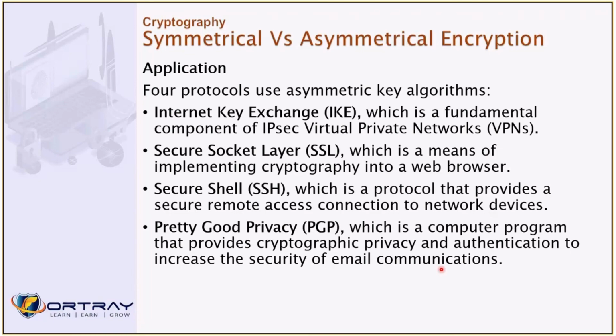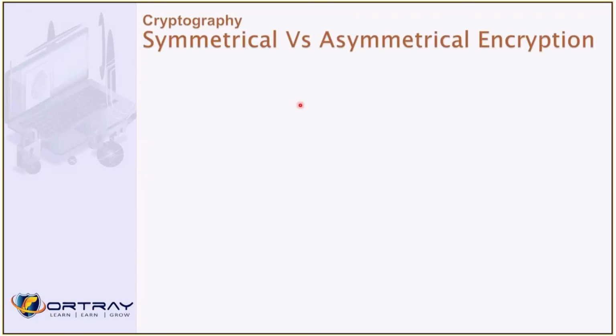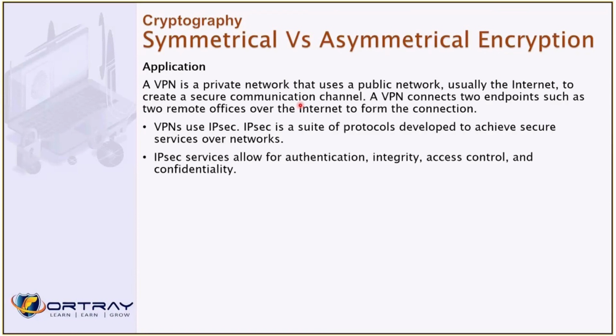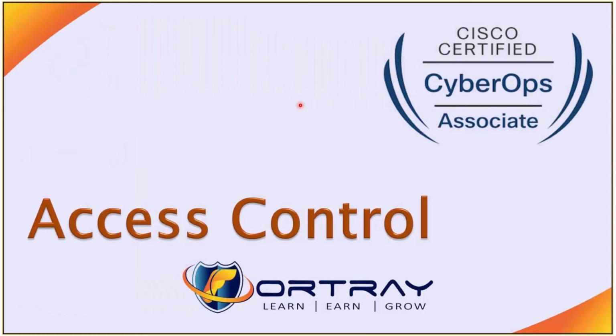And these are the symmetric or asymmetric encryption we can use for these applications. IKE is usually used for the IPsec protocol, SSH, and PGP. So they all use these symmetric or asymmetric encryption methods. We'll discuss that in detail later on. For example, normally in the organization.